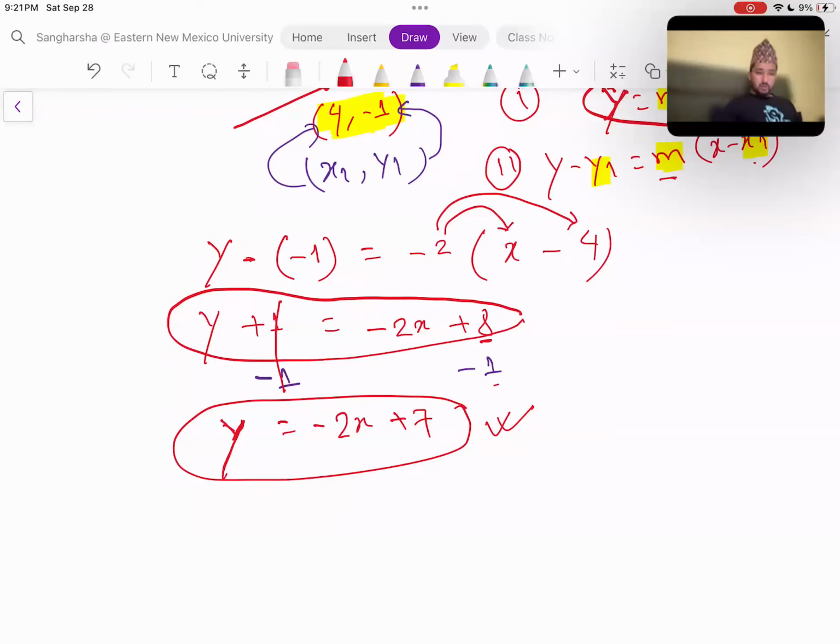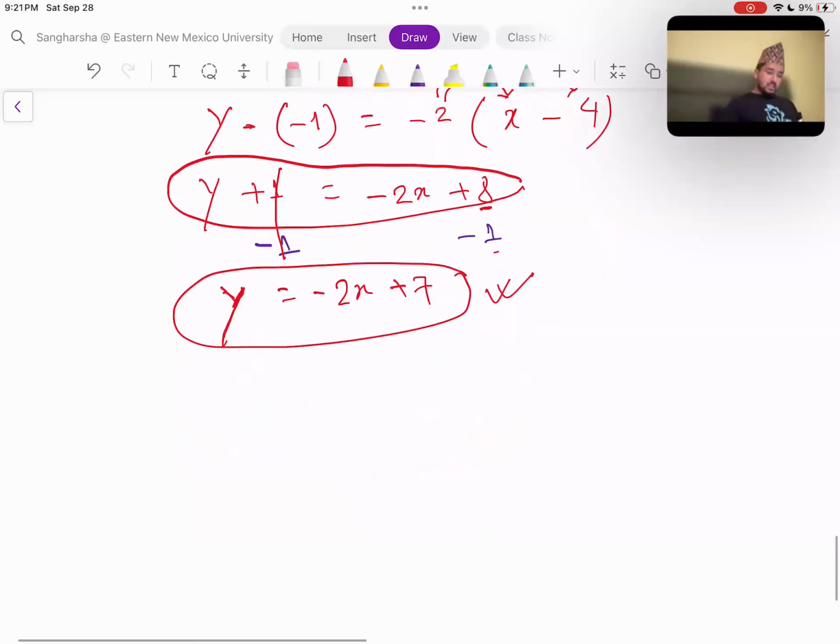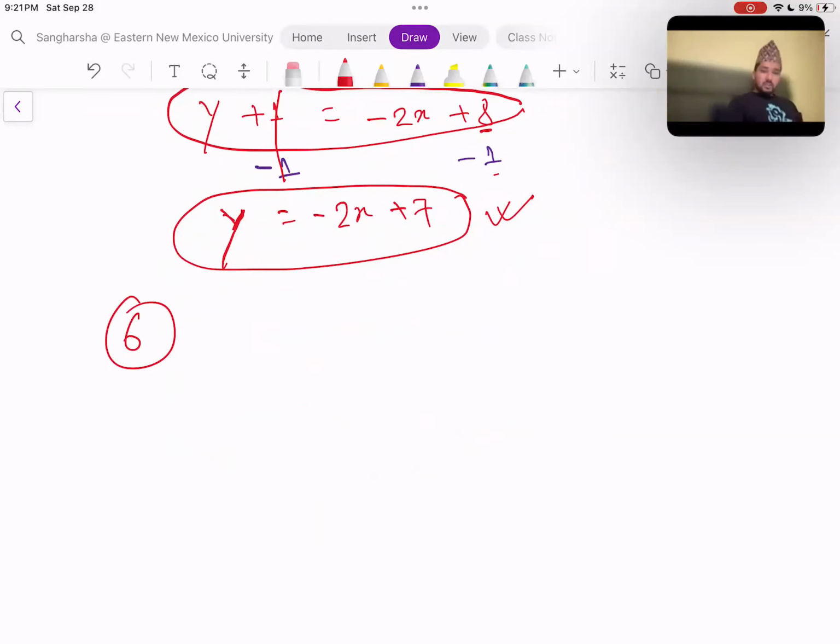Okay, so none of you have a question. That's good. Now let's go to number 6. So in number 6, we need to find the equation of a line, which is a vertical line and passing through (5, 0). So we have a vertical line.